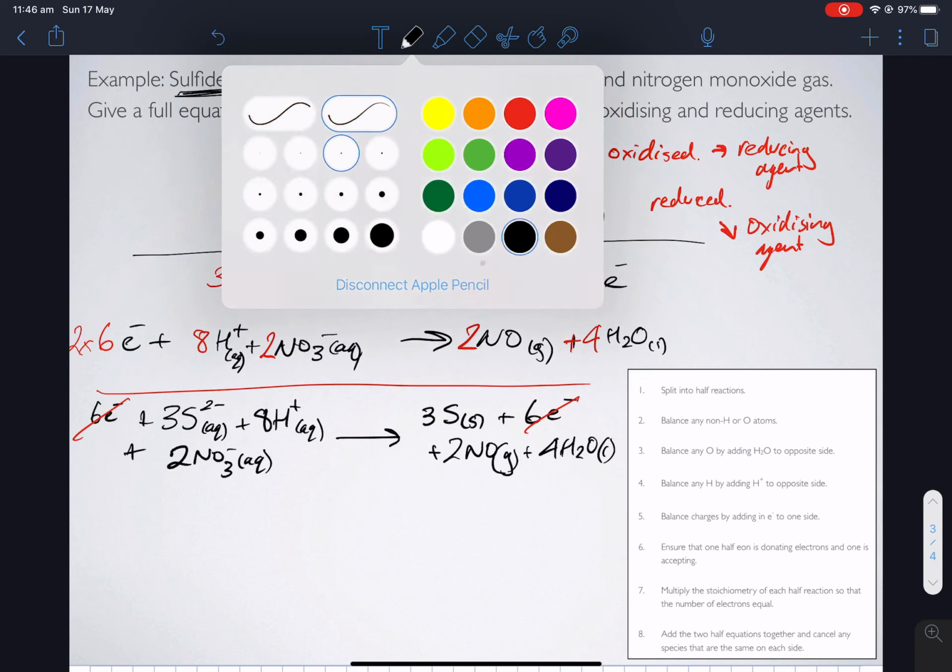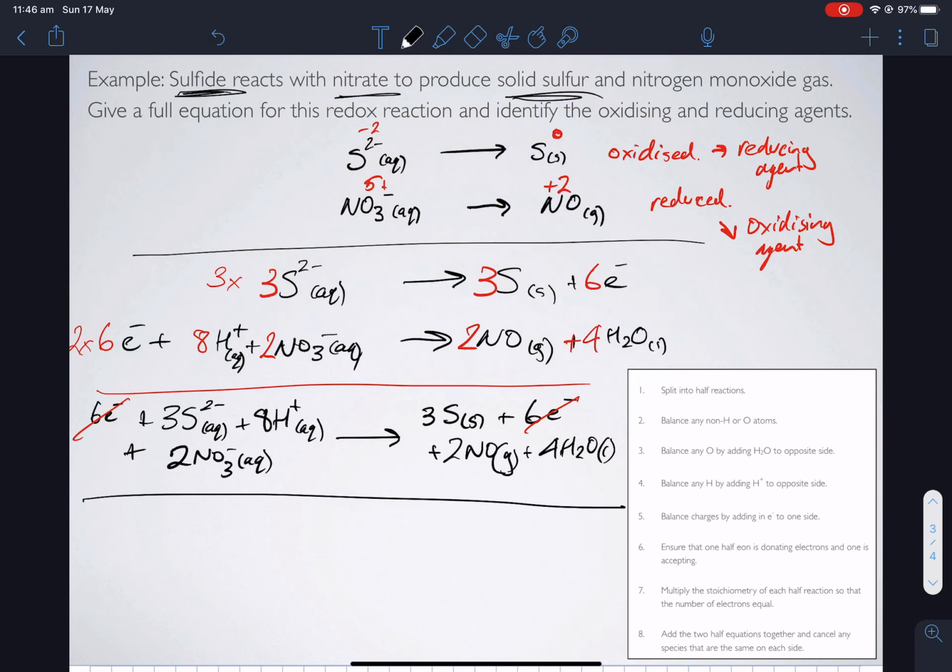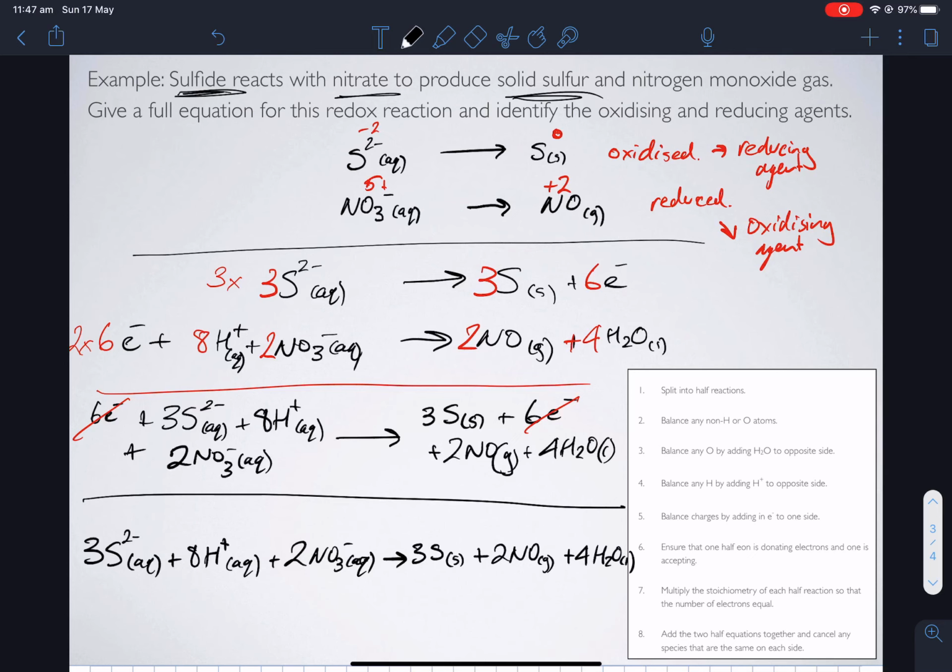So let's just rewrite it underneath as our final answer. Make sure we get our states in. We've got 3 S2 minus, so 3 sulfides plus 8 protons plus 2 nitrates go to and produce 3 sulfurs, 2 nitrogen monoxides, and 4 waters. And there we go.